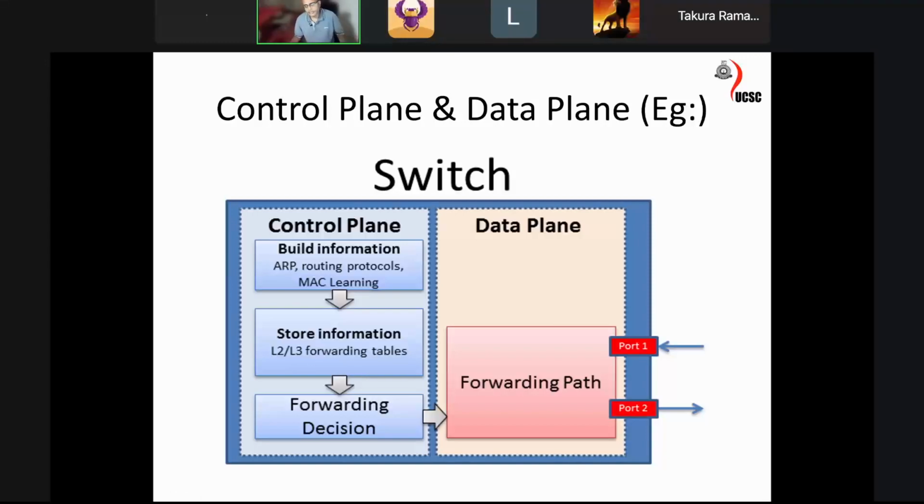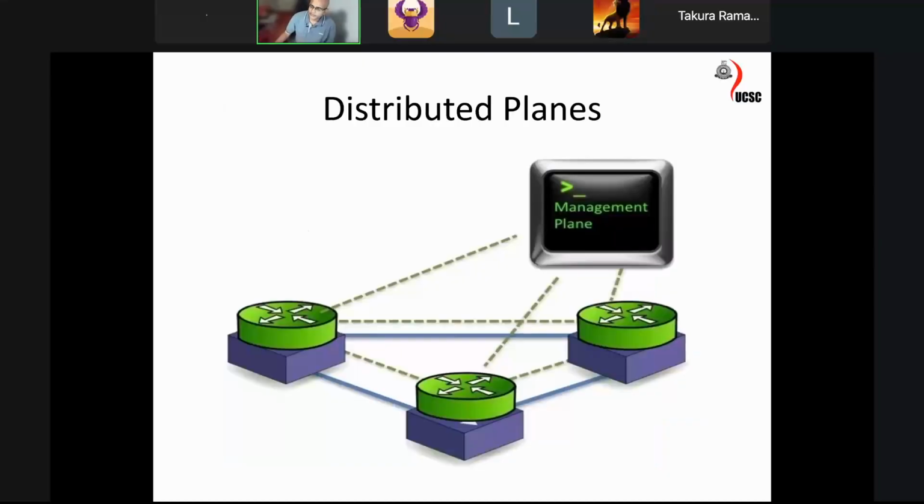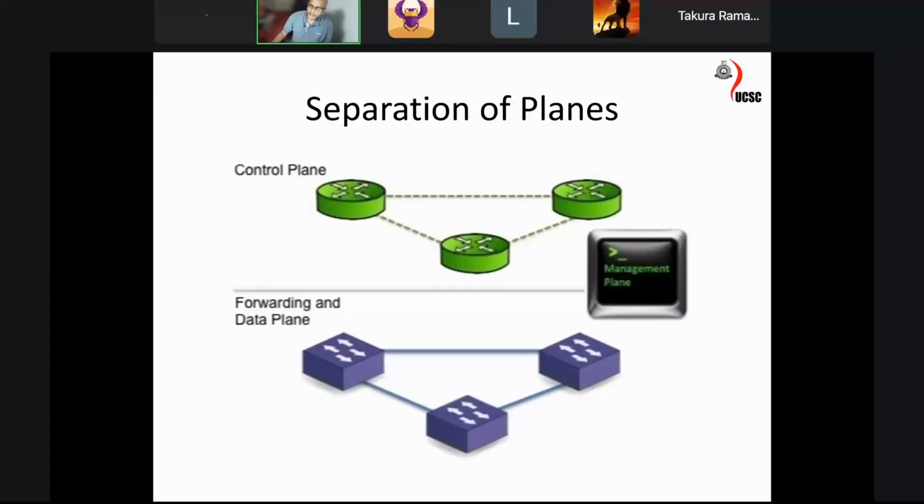The forwarding decisions are primarily taken at the control plane. So this one slide is explaining the distribution of different planes. Usually the control plane and data plane are on the same device. Previously, there was a separation of the control plane and forwarding planes, including the management plane highlighted here.